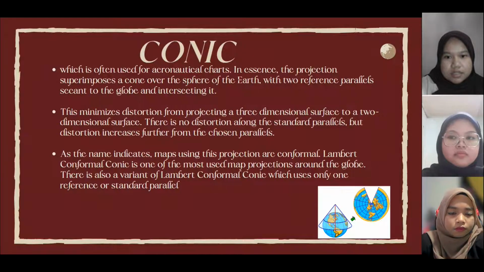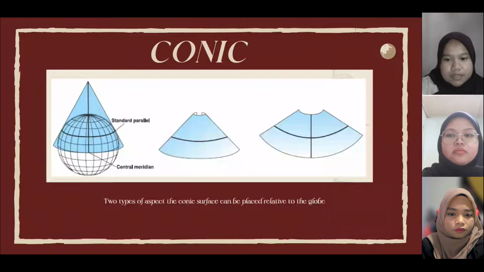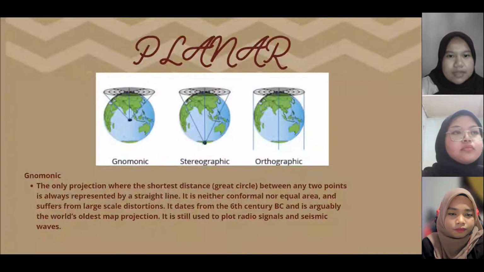There is no distortion along the standard parallel, but distortion increases further from the chosen parallels. As the name indicates, maps using this projection are conformal. Lambert conformal conic is one of the most used map projections around the globe. There is also a variant of Lambert conformal conic which uses only one reference or standard parallel. There are two types of aspect in which the conic surface can be placed relative to the globe.